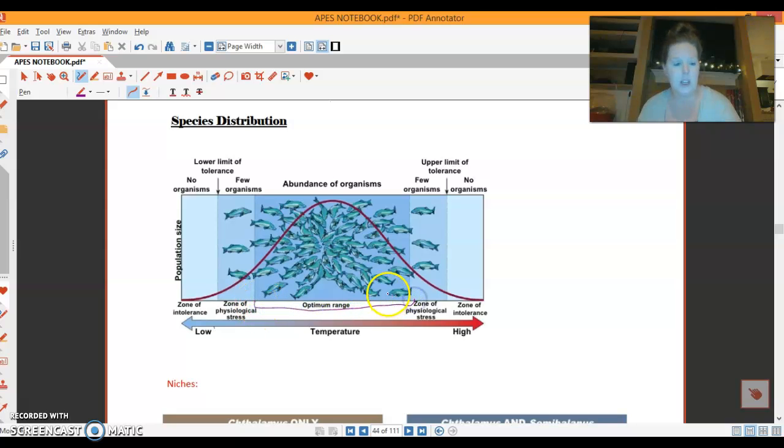So as you can see, in the optimum range, we have the most organisms. So the optimum range right here is going to have the most organisms, or the highest survival rates, because these are pretty good conditions. They're ideal. Now, the zone of stress, as you can see, there is one on each side. So you have low and then you have the high end.